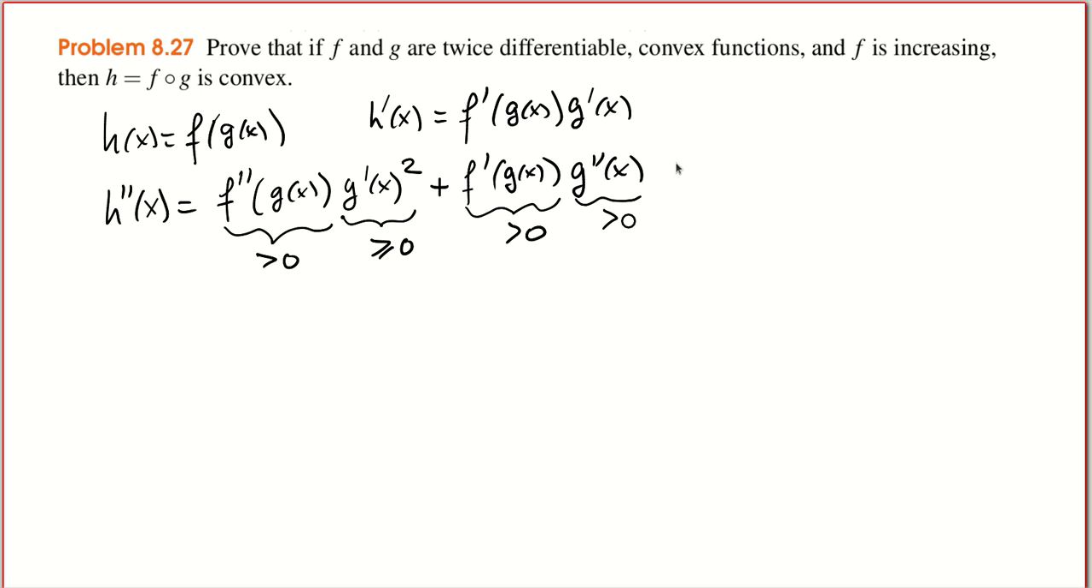So we have the sum of two terms, let's say a and b. b is always positive, and this one is larger than or equal to 0. So the sum of them is always positive, which means that the second derivative of h is positive, or in other words, h is a convex function.